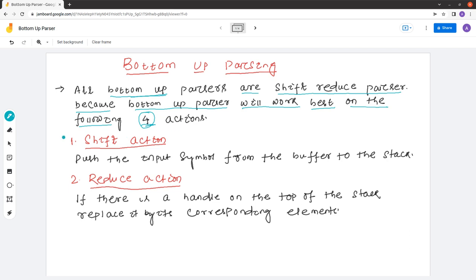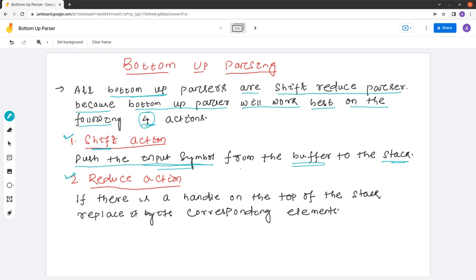The first action is called shift action. What is the meaning of shift action? Shift action means push the input symbol from the buffer to the stack.